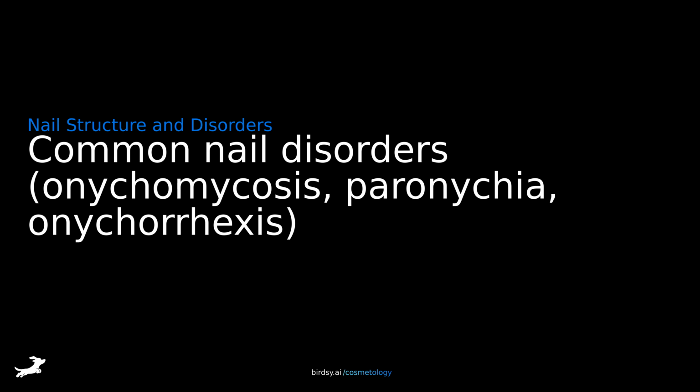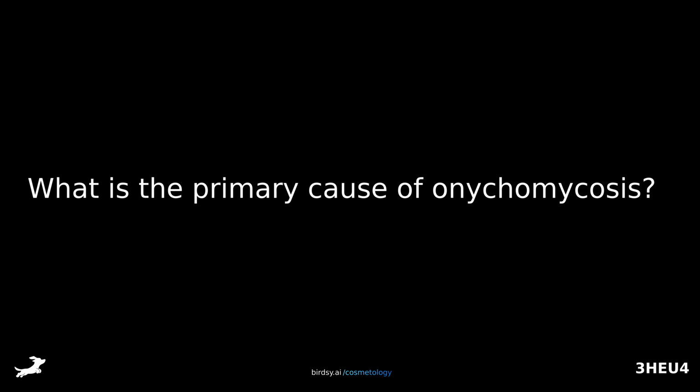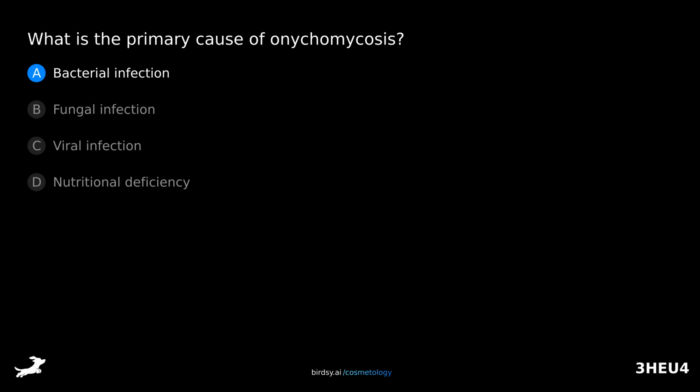Common nail disorders: onychomycosis, paronychia, onychorrhexis. What is the primary cause of onychomycosis? Is it A, bacterial infection, B, fungal infection, C, viral infection, or D, nutritional deficiency? The answer is B, fungal infection.